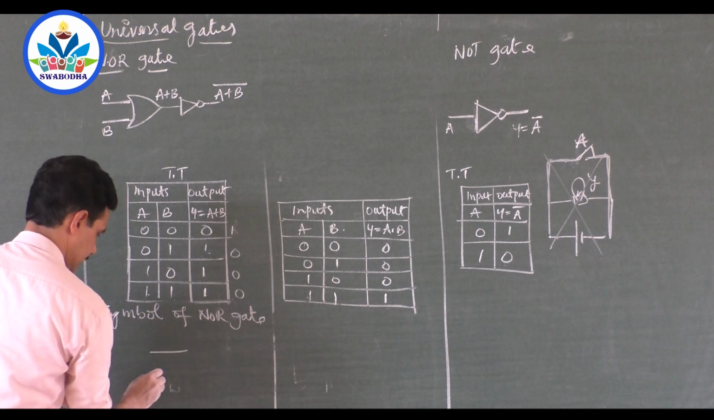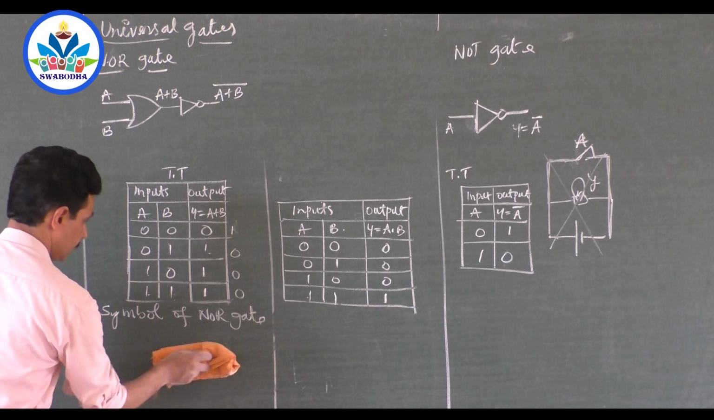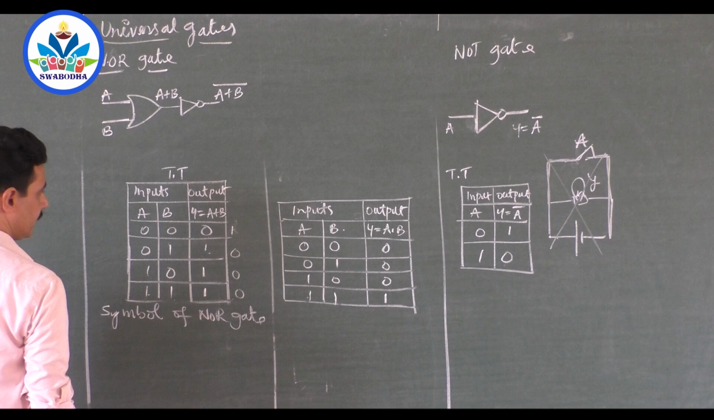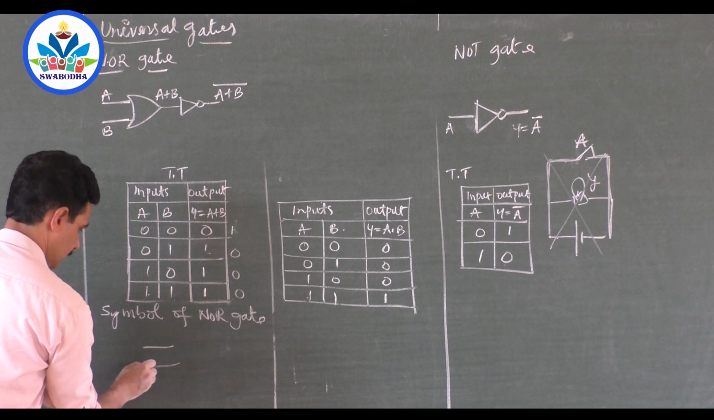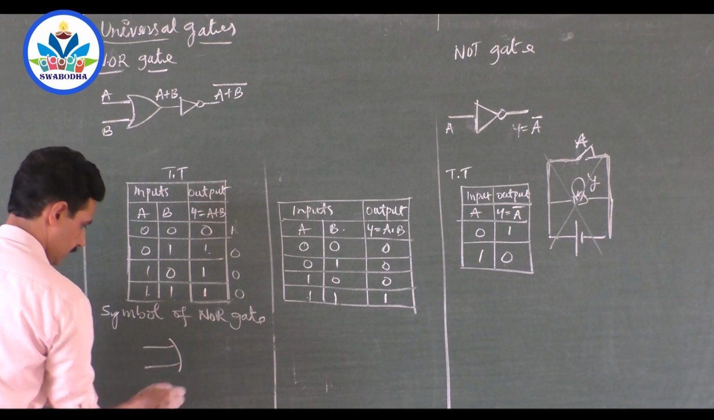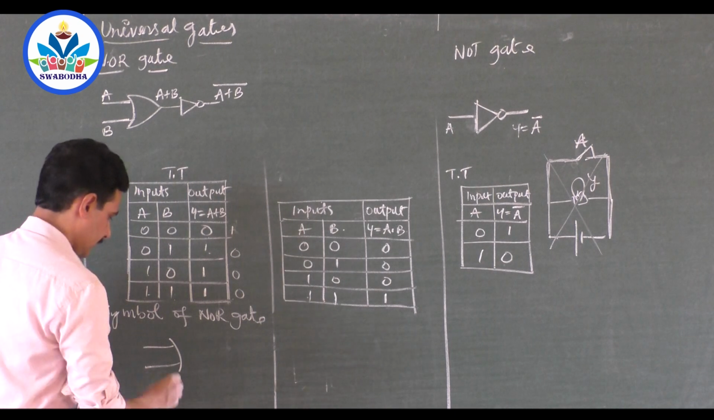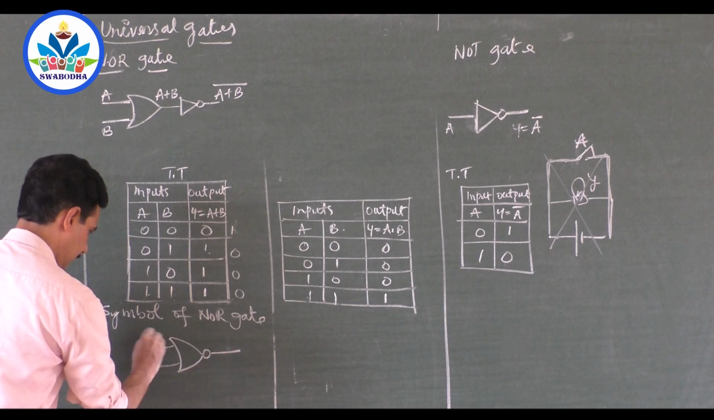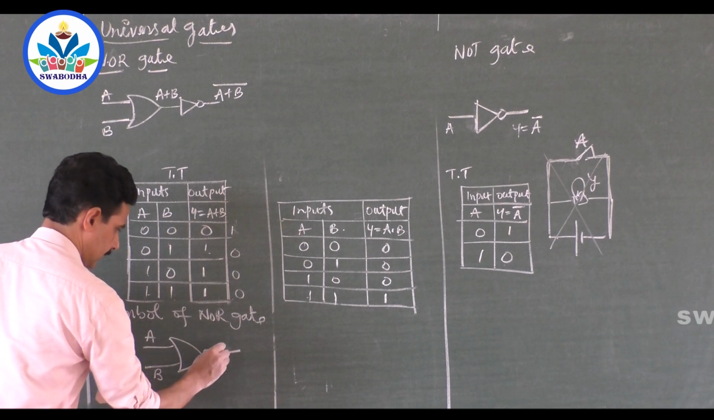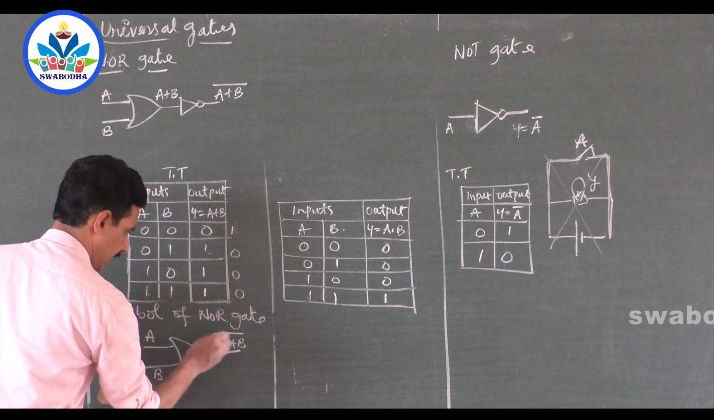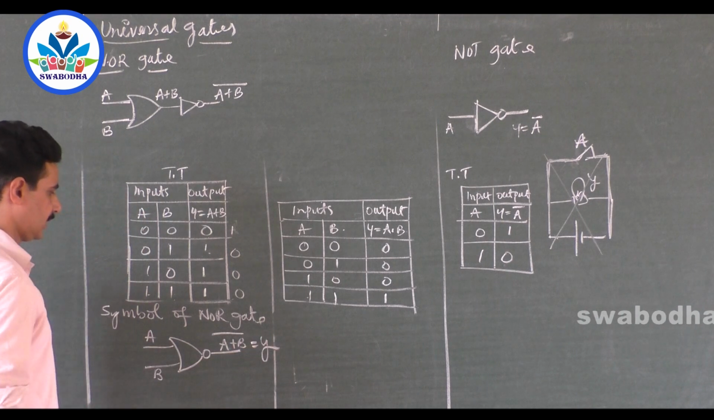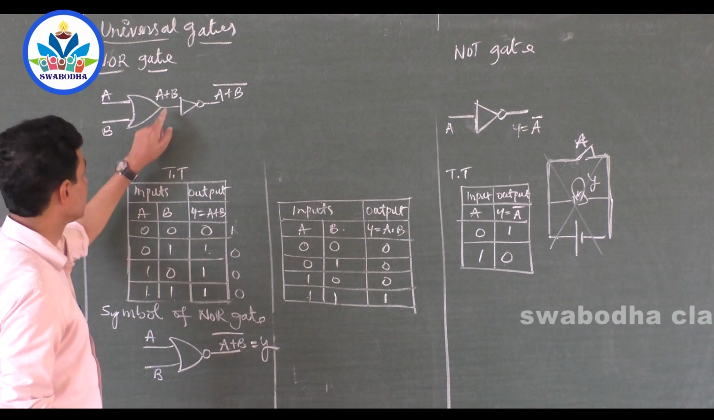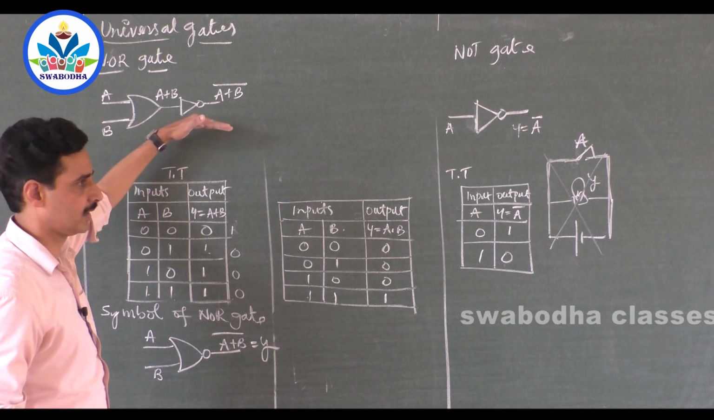It is like this. Or should I have written it somewhere else? You can see it here. Simply put a bubble here. A, B, and A or B bar is the output. This is how we represent it. Simply put a symbol. Of course, this is the combinational logic circuit.